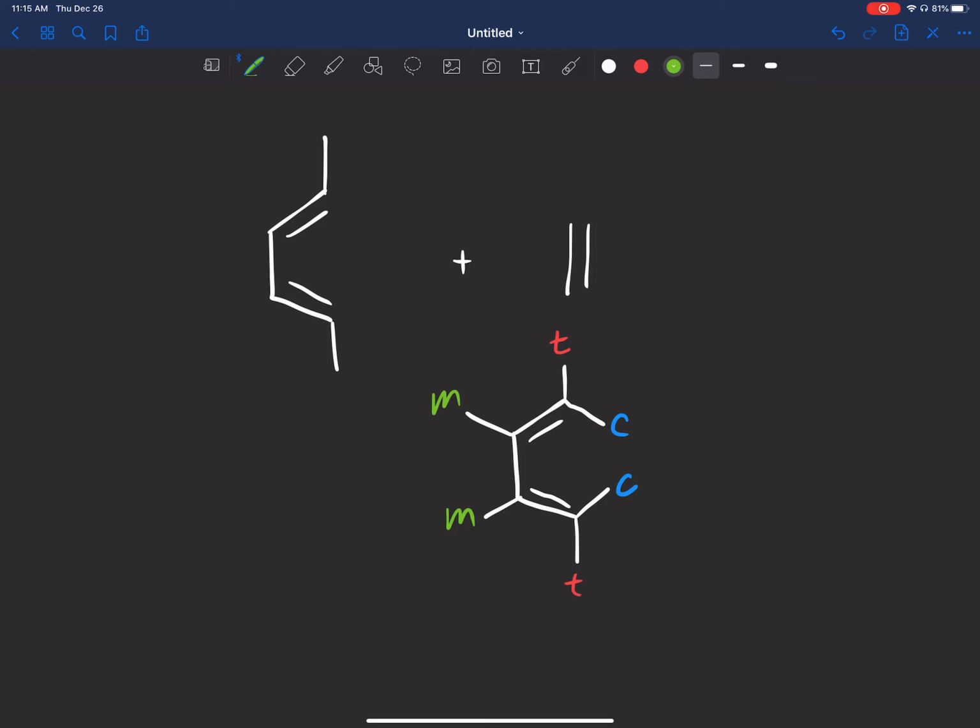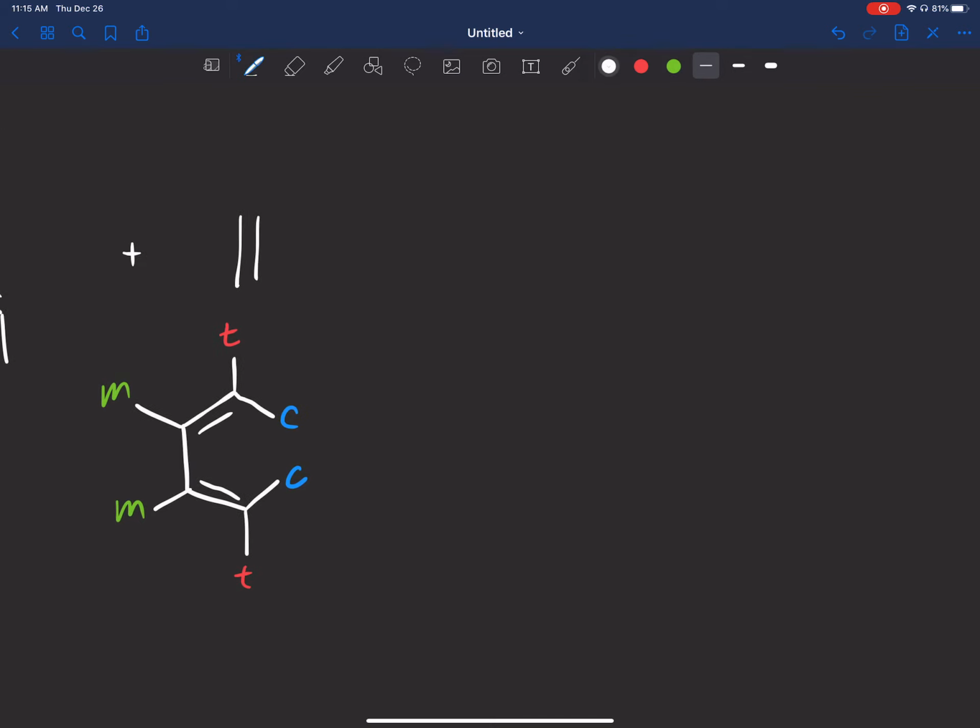Now, also before we keep going, one thing that's good to keep in mind is oftentimes they will give you the s-trans conformation of the diene, because they want to see if you know how to rotate the bond. How this would look in the s-cis conformation, so the s-trans conformation, this is s-cis, would look something like this. Here's your diene.